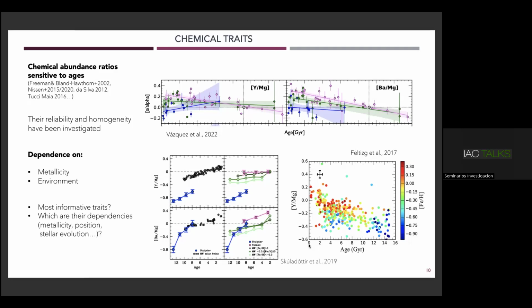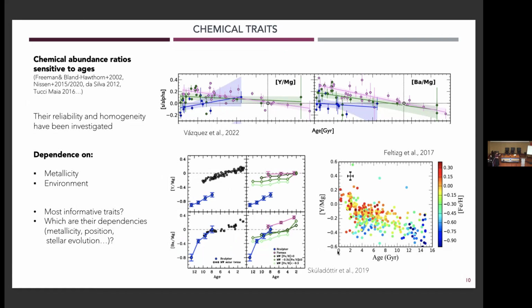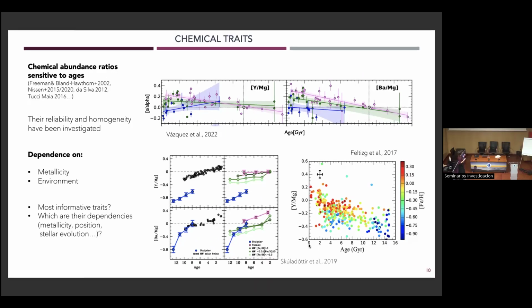I call them chemical traits because I think they are not always, and this will be one of my conclusions, but let's say that even if we know that these elements have a stronger relation with time, and for this reason they've been widely exploited during the years, we also know that there are many factors that affect the dependencies of these chemical elements with time or stellar age.